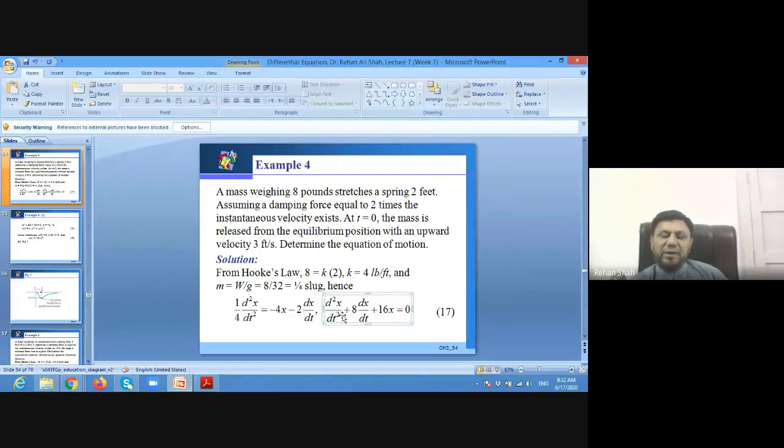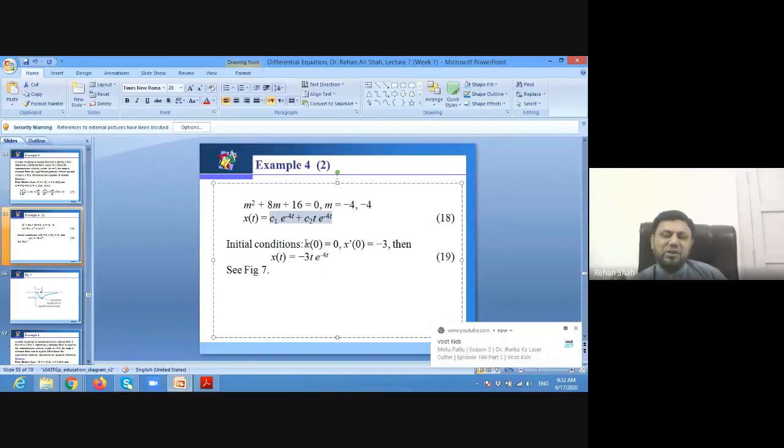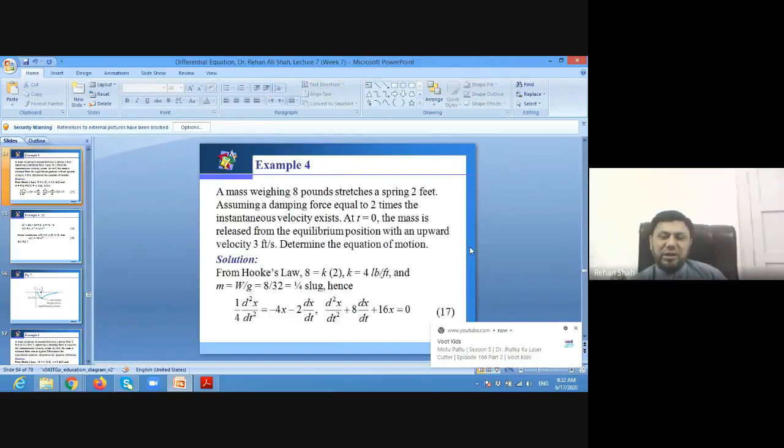So if you write the characteristic equation, it will become m square plus 8m plus 16 equal to 0. If you solve this equation, you will get the same values of m, minus 4 and minus 4. So if you write the solution, this will become C1 e power minus 4t plus C2 t e power minus 4t. If the initial condition is this one, because it is given in the question, that upward velocity is 3, it means this is minus 3.